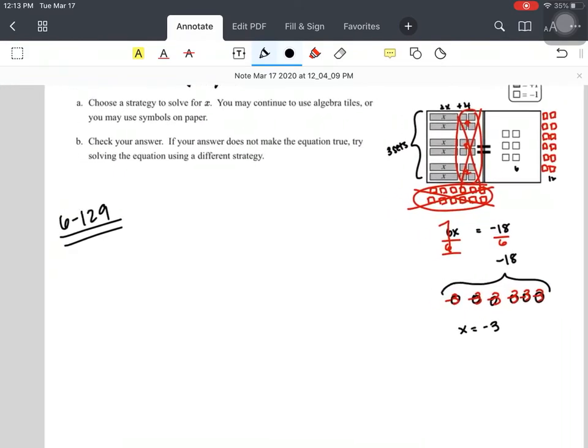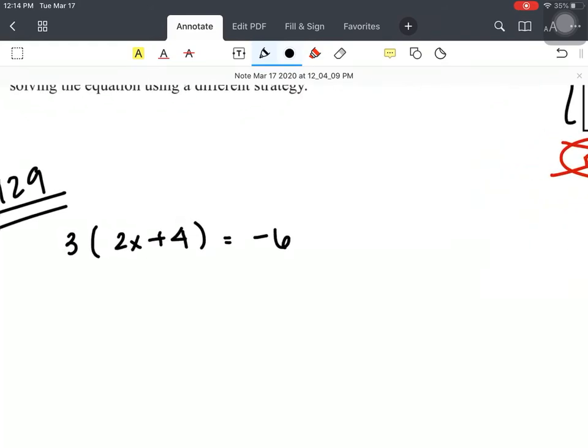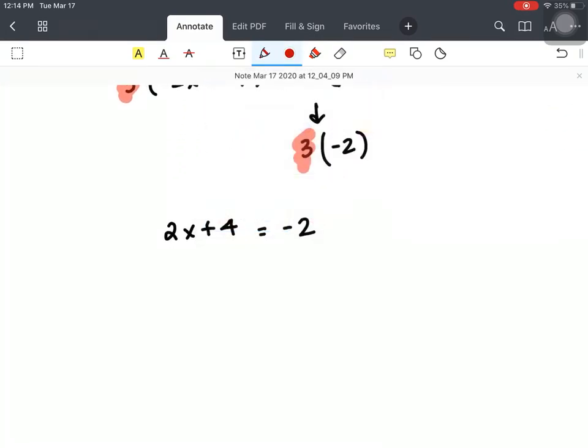Okay, here we go. The symbols on paper. Here we have 3 sets of 2x plus 4 equals negative 6. There are 2 ways to do this. If there are 3 sets of 2x plus 4, I can change this into 3 sets of negative 2. So that's the first way. Then I can take 1 set. If there's 3 sets on each side, I can remove that. Just 1 set of 2x plus 4 will equal just 1 set of negative 2. And now I can solve.